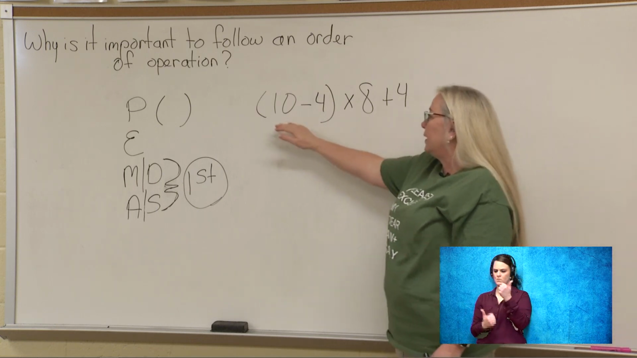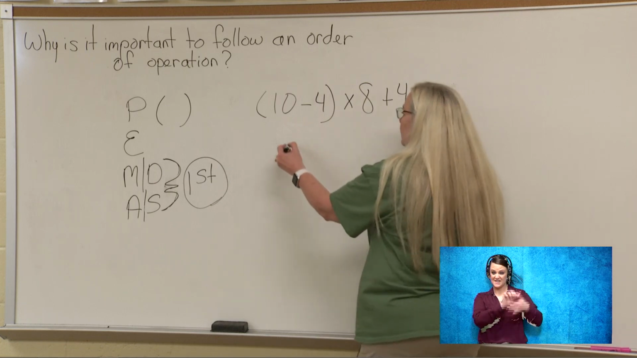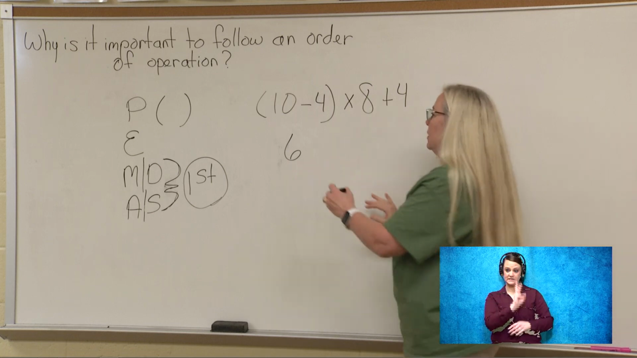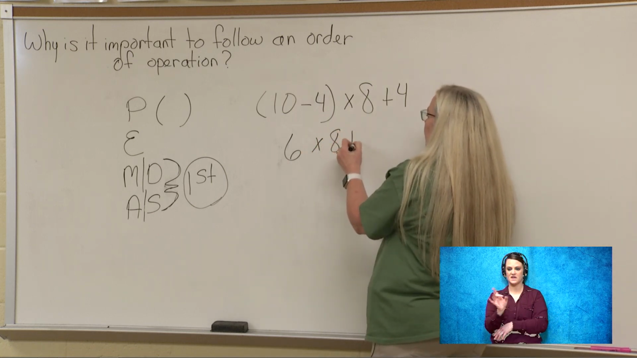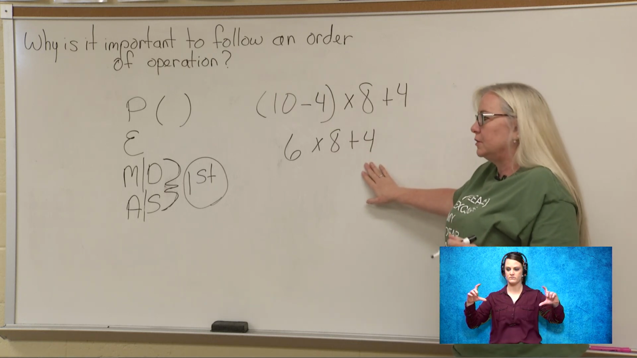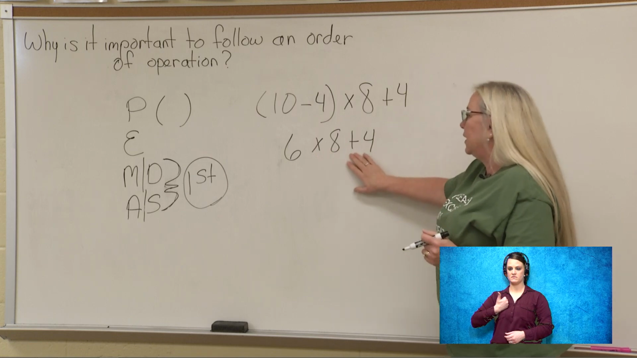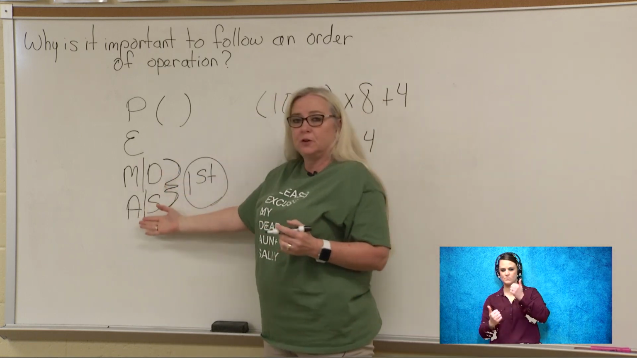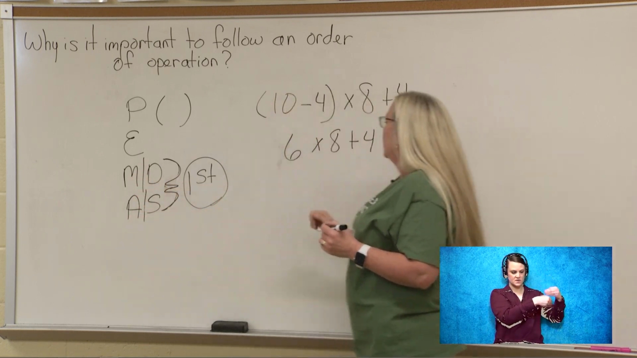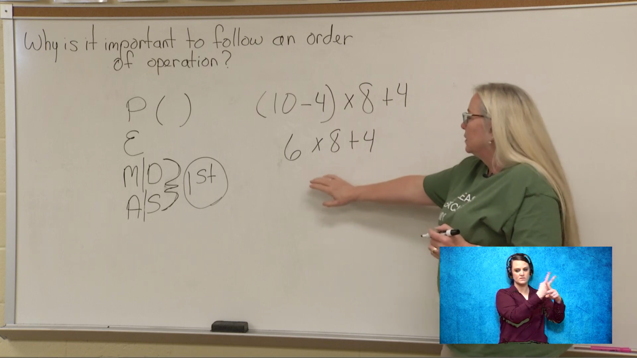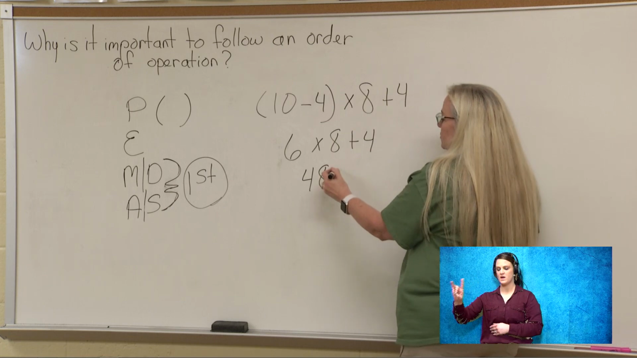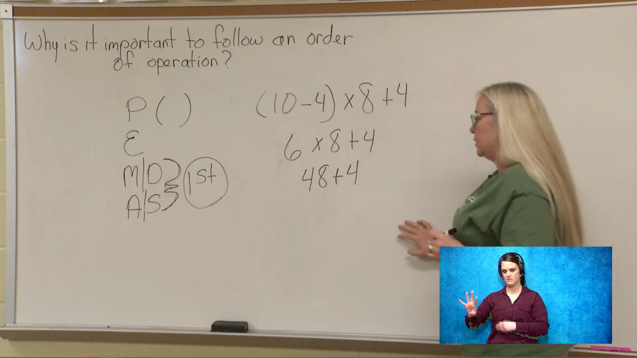So if we subtract 10 minus 4, we get 6. Hopefully you have 6 on your paper. Times 8 plus 4. Everything else I brought down. So now you ask yourself, multiply or add? Come over here if you're not sure. Which one comes first, multiplication or addition? Multiplication comes next. 6 times 8, 48. Bring this one down, plus 4.